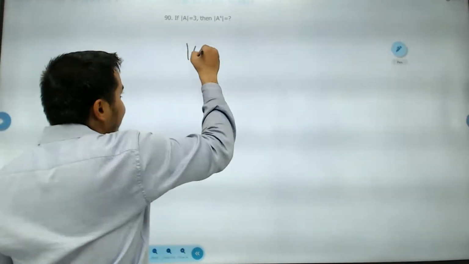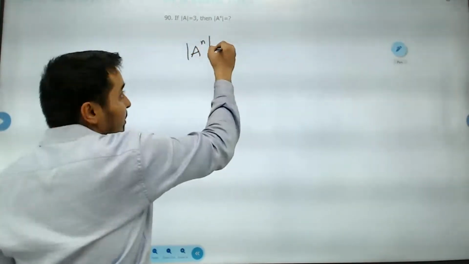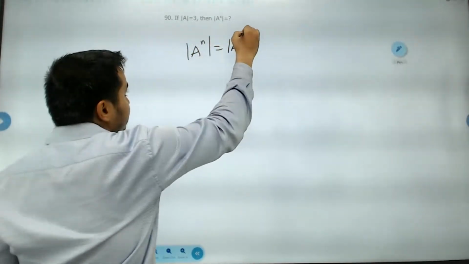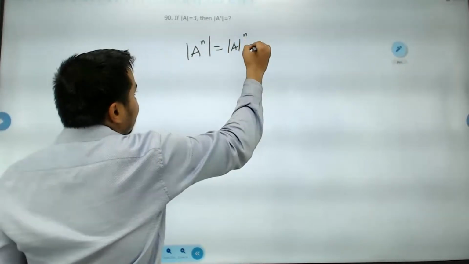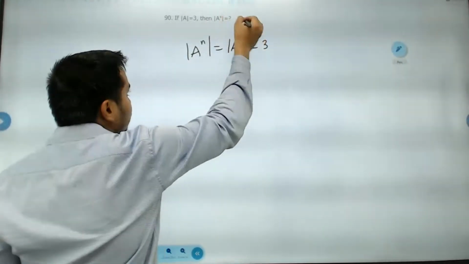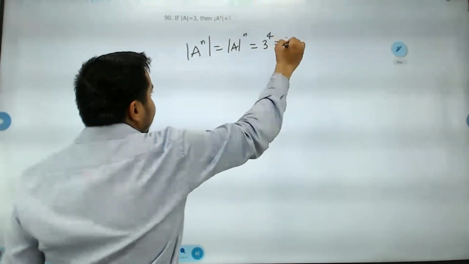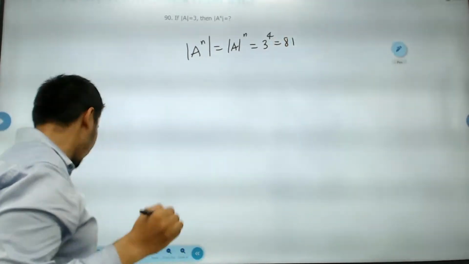If det A is 3, what is det A raised to 4? So we know that the determinant of A raised to n is det A raised to n. In this case, det A has been given as 3 and n is 4, so it's 3 raised to 4, which is 81, right?